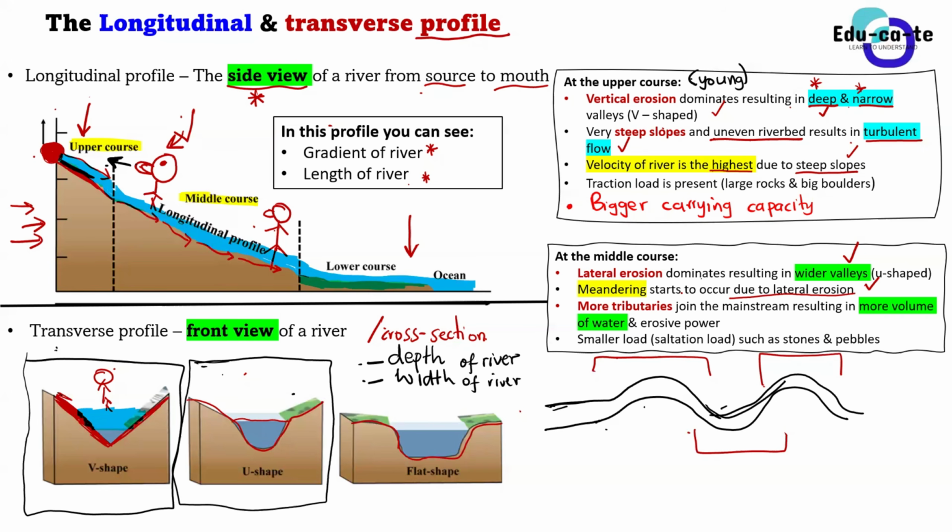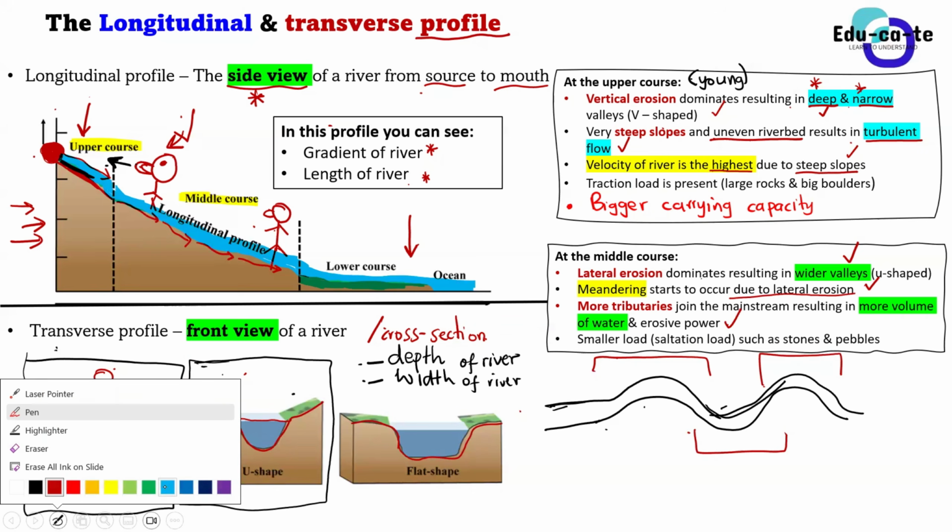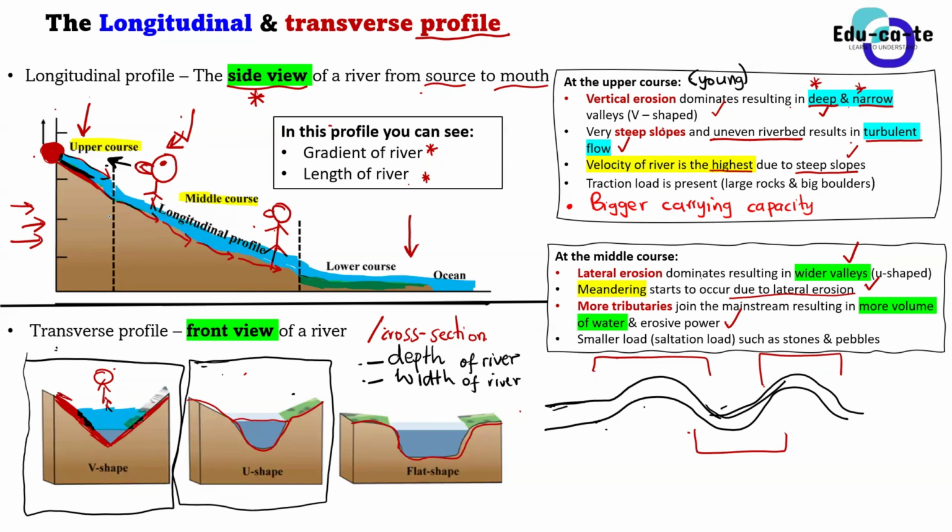Okay. And also, guys, there are more tributaries that join the mainstream here. So more tributaries join the mainstream because remember, guys, the more we go downwards with our river, there are a lot of tributaries that keep on joining from different directions.